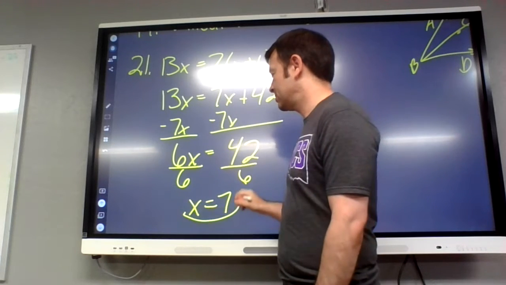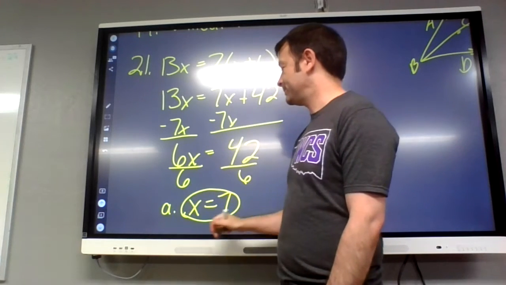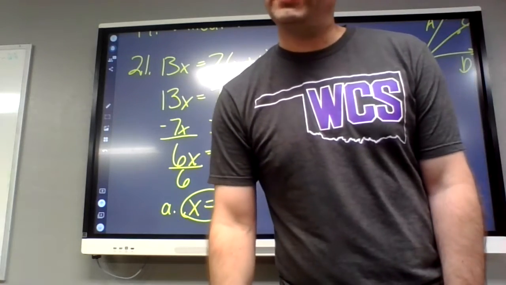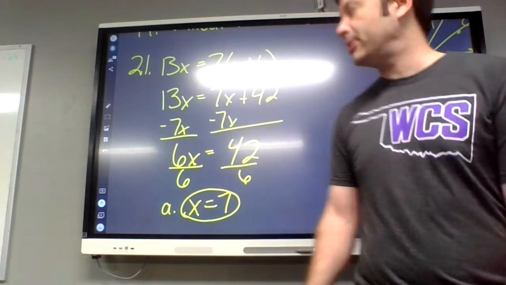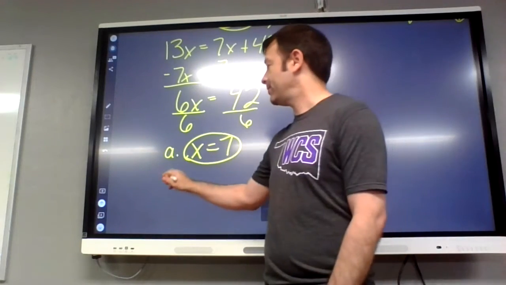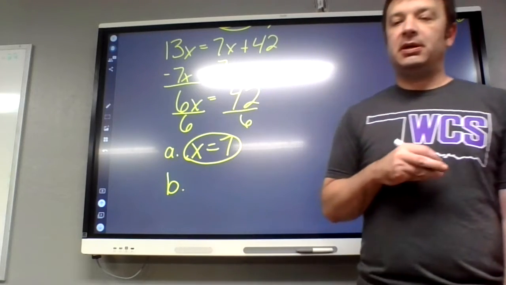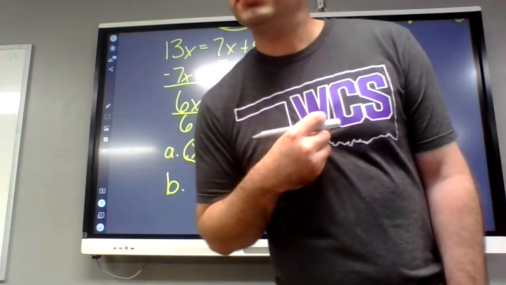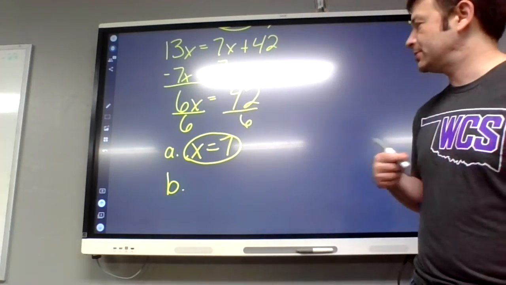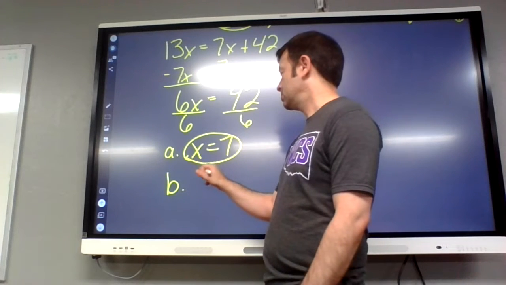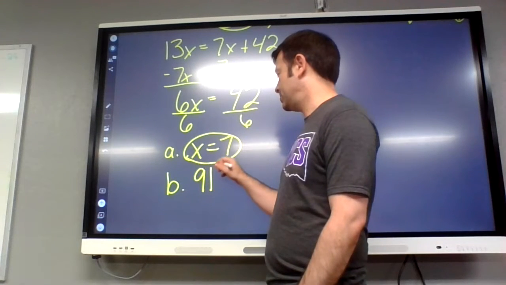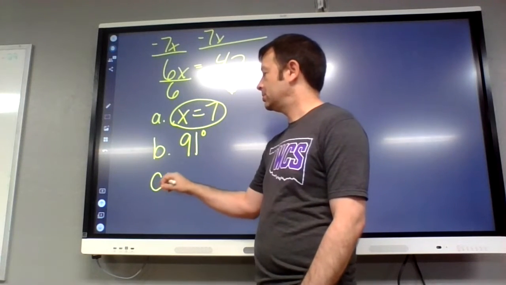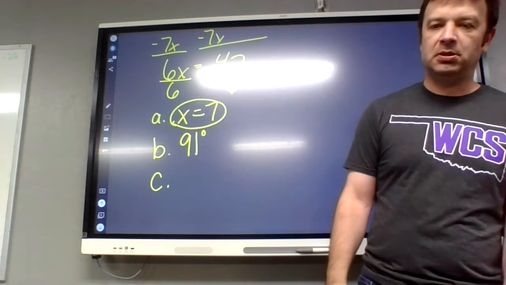Okay, that was the A question. The B question is, what's the measure of angle AED, the bottom angle? How could I figure that one out? Yeah, we just figured out x was 7, so if we put it in down there, what is 7 plus 6 times 7? 7 plus 6 is 13, times 7, 91.